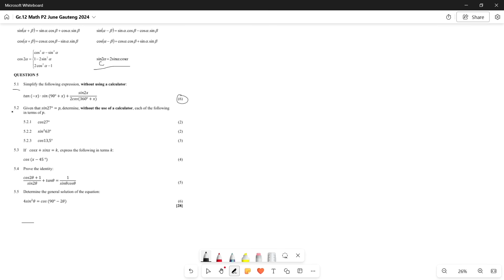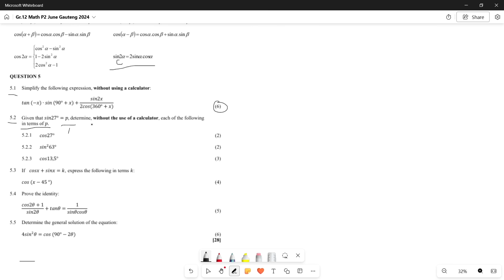And now 5.2 says, given that sine 27 equals p, determine without the use of a calculator each of the following in terms of p. Okay, so we're not trying to solve for p, but we are going to have to do a construction over here, because what's happening is we have sine 27 equals p over 1. And we see that they say without the use of a calculator, and that's a clue that we have to do a construction.